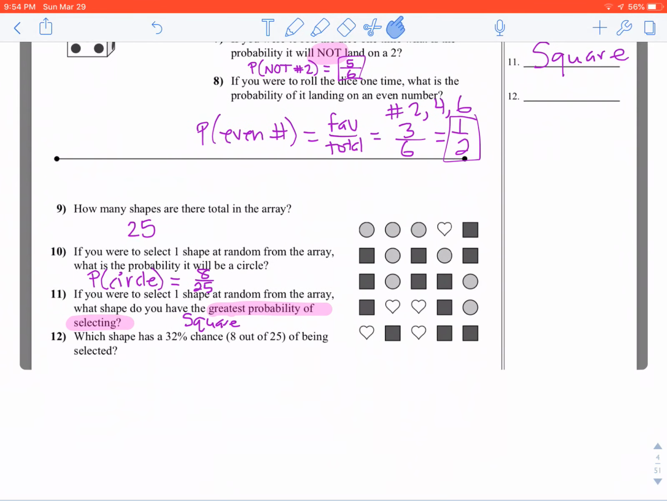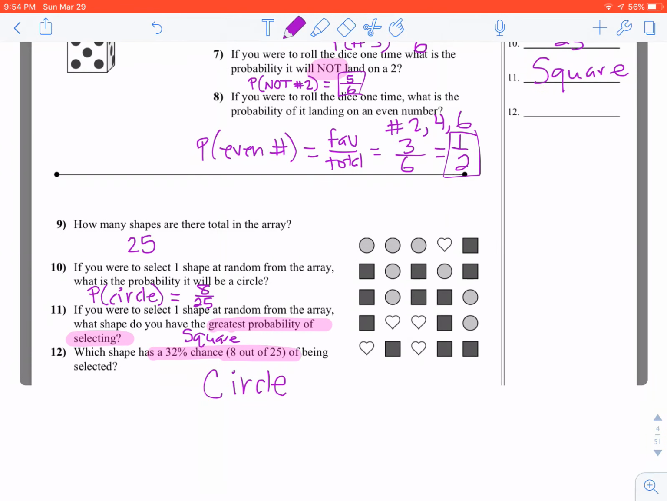And then the last one is asking us what shape has a 32% chance, which is 8 out of 25, of being selected. If you look back up at number 10, something should look familiar to you. We already saw that the circle has a 32% chance, or 8 out of 25 chance, of being selected from this array. So your answer for 12 is going to be a circle.